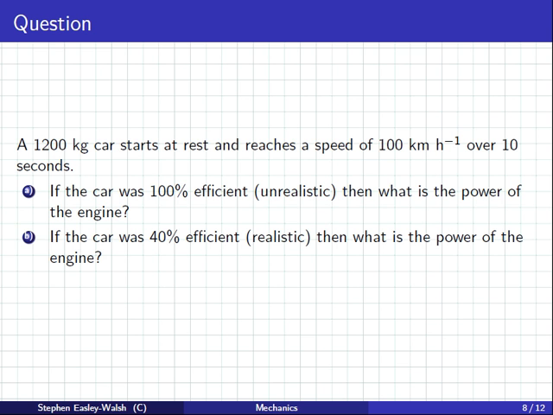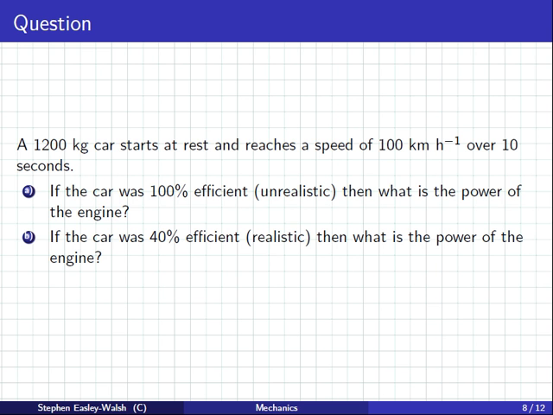Right, do you have the first part? What did you get for the power? 46,206. So if we use kilowatts, it's about 46 kilowatts. Yeah, that sounds like a reasonable value for the engine. But of course, it's 100% efficient. Is that realistic? No, of course not.